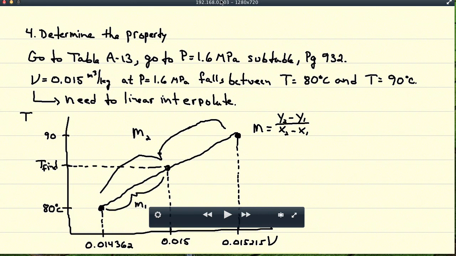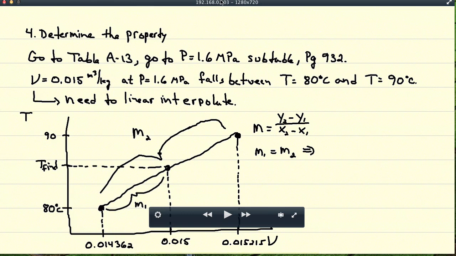Okay, so in other words, M2 is the slope of the line between 80 degrees and 90 degrees C, whereas M1 is the slope of the line between 80 degrees C and the temperature that we're trying to find. Okay, so because we've established that, we can then say that M1 is equal to M2. Okay. And so what that means is the following.